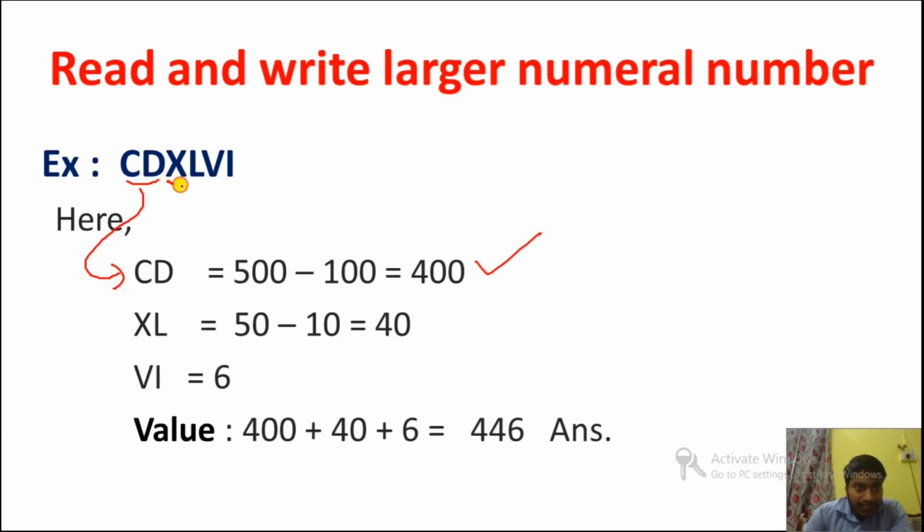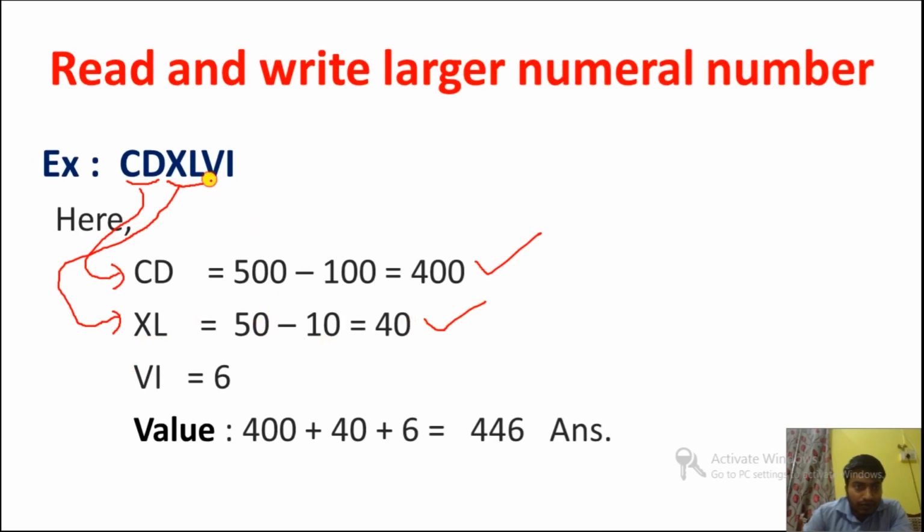Now take XL. Here you can see X is written just on the left side of the higher value symbol. So there also is subtraction. So now take this one, XL. The value of L is 50 and the value of X is 10, so 50 minus 10. When we subtract, we will get 40.